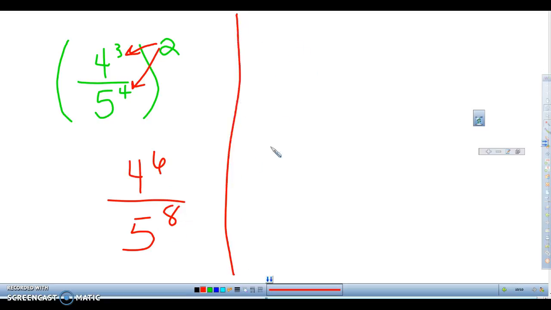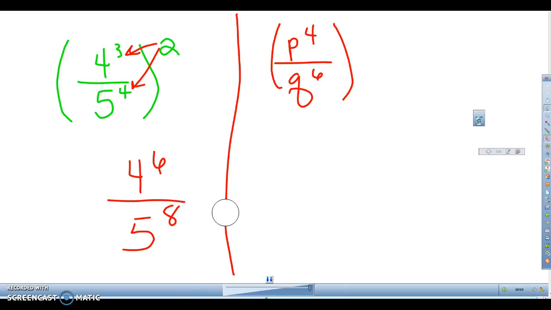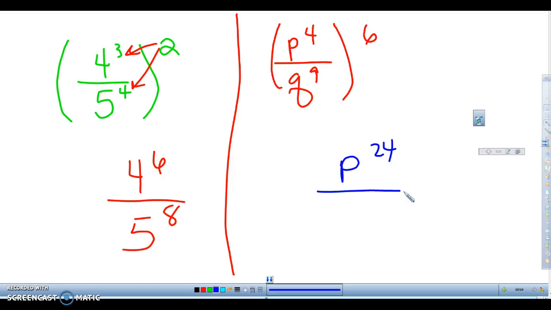Again, I'm going to give you one with variables, and you can do it. P to the 4th over Q to the 9th, and then it's all raised to the 6th. So try this one on your own. You should have gotten P to the 24th over Q to the 54th.